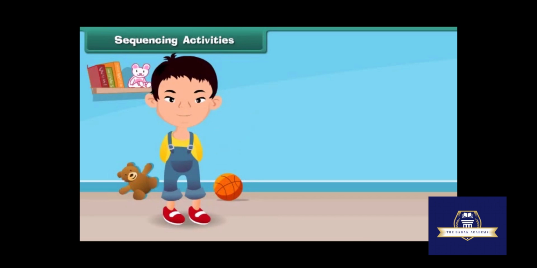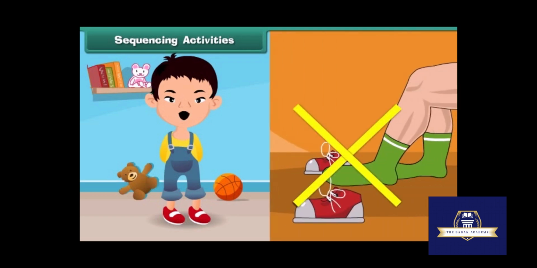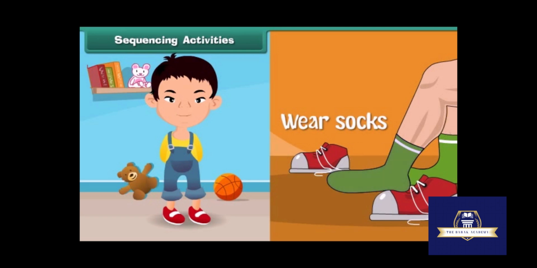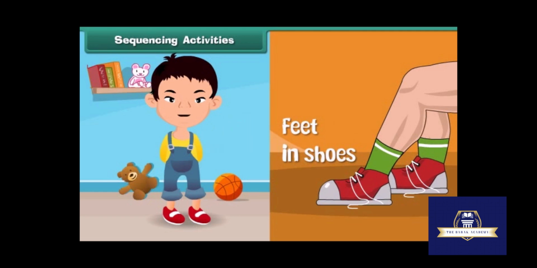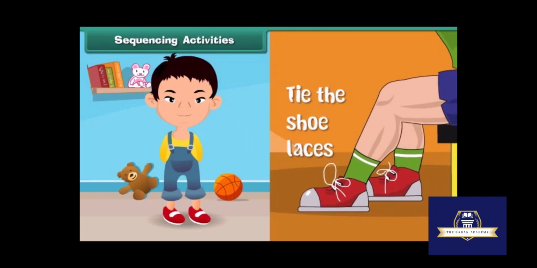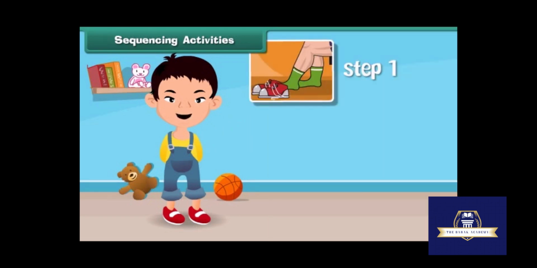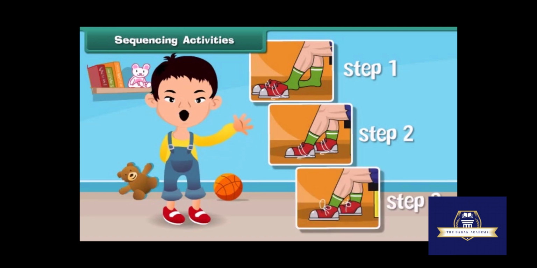When we do any work in our daily life, we have to do it in a sequential manner. Example, for wearing shoes, we can't tie our laces before putting our feet. First, we have to wear socks so that we can wear our shoes properly. Then we put our feet in shoes, and then we tie the shoe laces. All these steps are performed in a sequential manner to wear it.